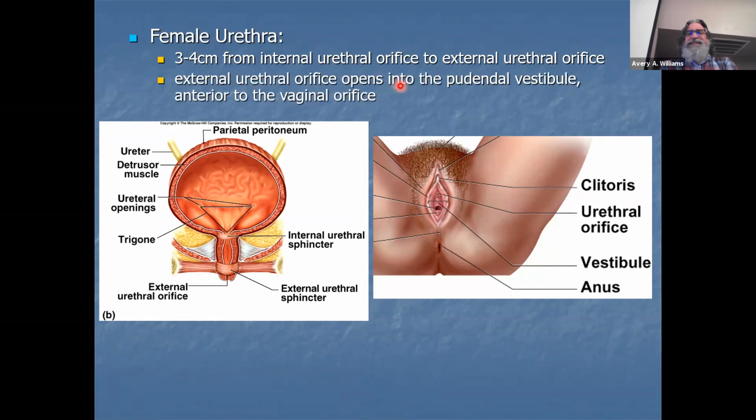External urethral orifice opens into the pudendal vestibule. There's that word again, vestibule. Remember, an entryway, preceding an entryway? Pudendal means of the pudendum, which is her female genitalia. The space right here between the labia minora, that fold here, the fold there. So the space where my red dot is, my laser, that's her vestibule, that little space. And the external urethral orifice opens up into that space, anterior to the vaginal orifice. Of course, there's the opening to the vagina there.